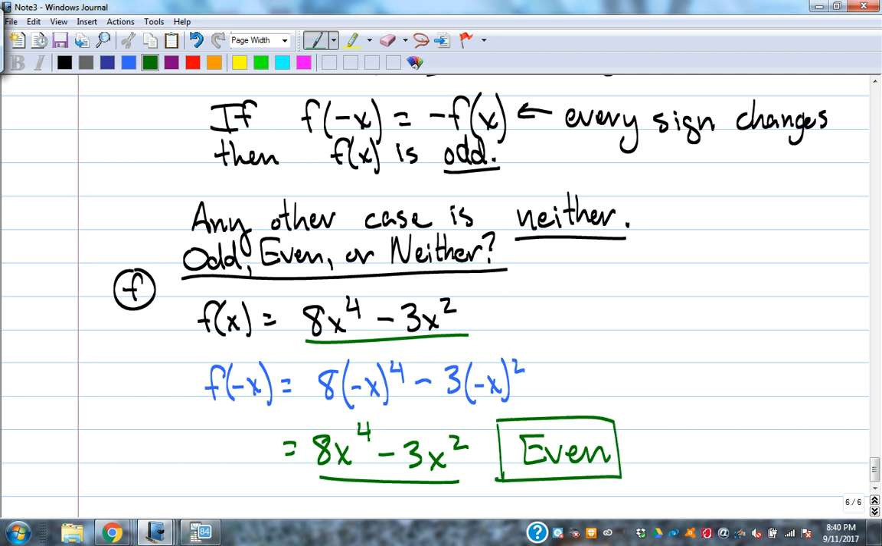Here's the shortcut, guys. Look at the exponents on the variables. What kind are they? Even. Every exponent has to be even. If it's not, then the function can't be even. That's the shortcut to it. The real test is plug in negative x. That's the real test. The shortcut is look at the exponents. If they're all even, the function's even.